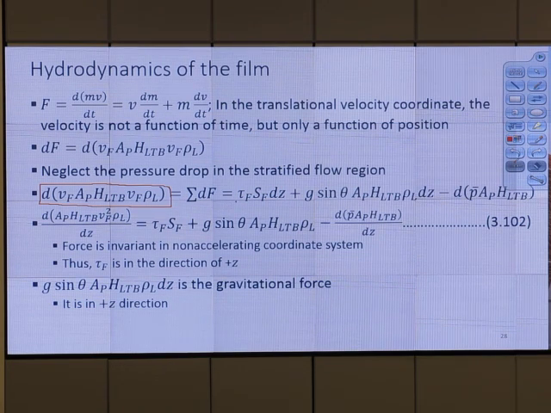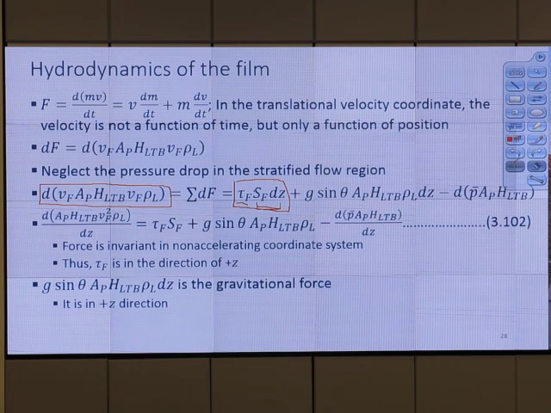So for each term, force number 1 is shear stress. What is the unit of shear stress? Force per unit area. Force per unit area. Very good. Yeah, it's force per unit area, right? And we multiply by unit area. So S_F dz will be dA, right? Infinitesimal area. So this is a force due to friction.